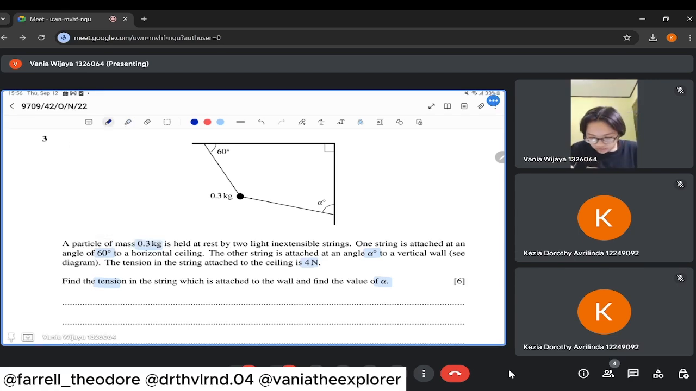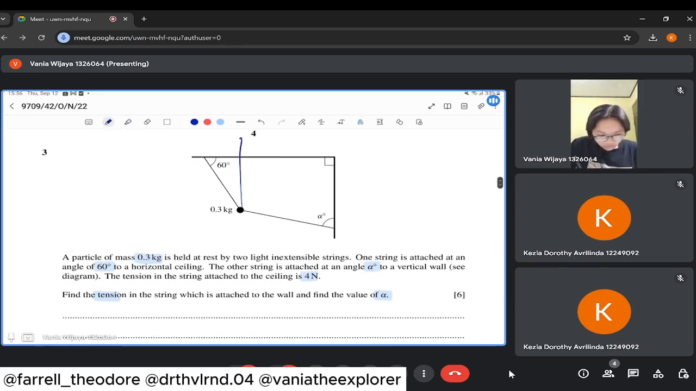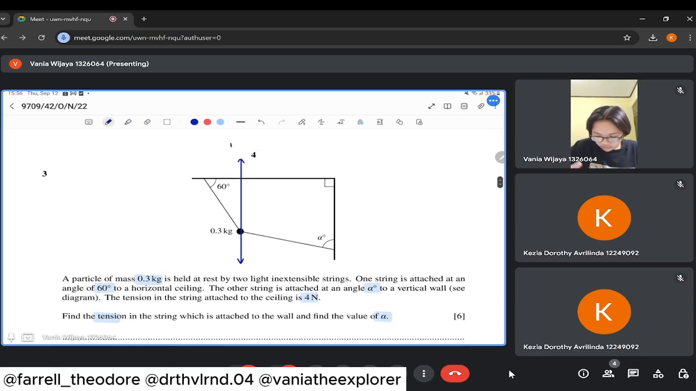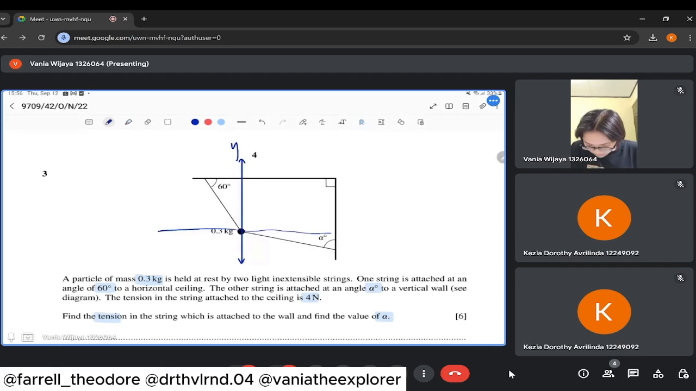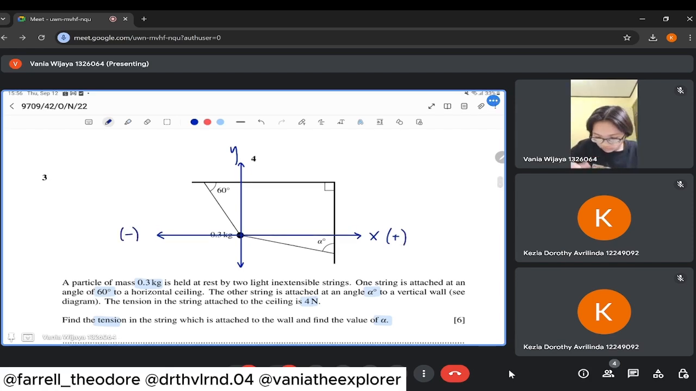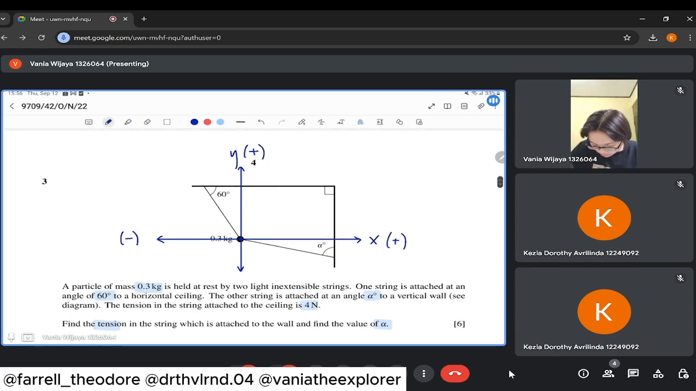So now to make it easier, we can draw a small diagram here. This is the Y and this one is X. For X, this is the positive region, this is negative, and for Y, this is the positive, and down here is the negative. And here is for N.